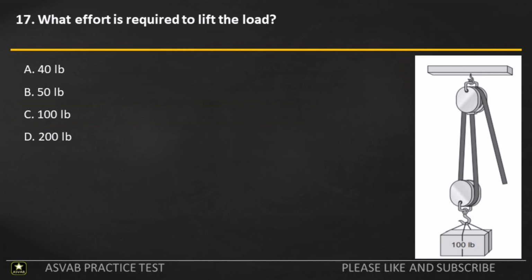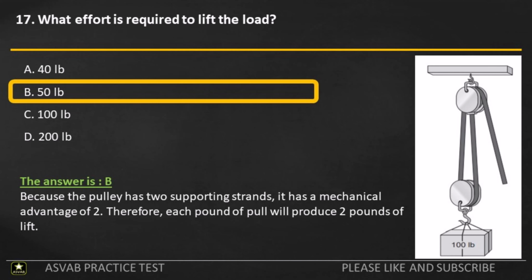17. What effort is required to lift the load? A. 40 pounds. B. 50 pounds. C. 100 pounds. D. 200 pounds. The answer is B. Because the pulley has 2 supporting strands, it has a mechanical advantage of 2. Therefore, each pound of pull will produce 2 pounds of lift.